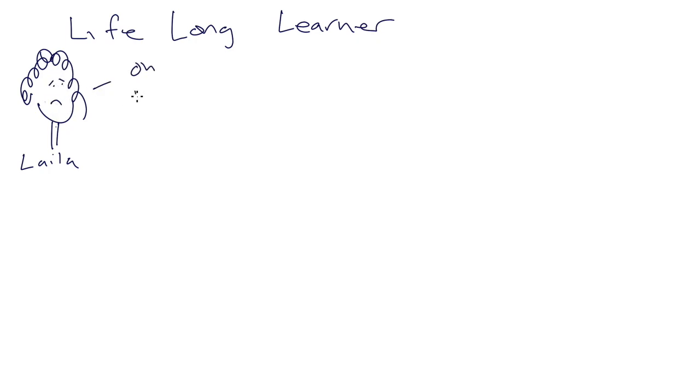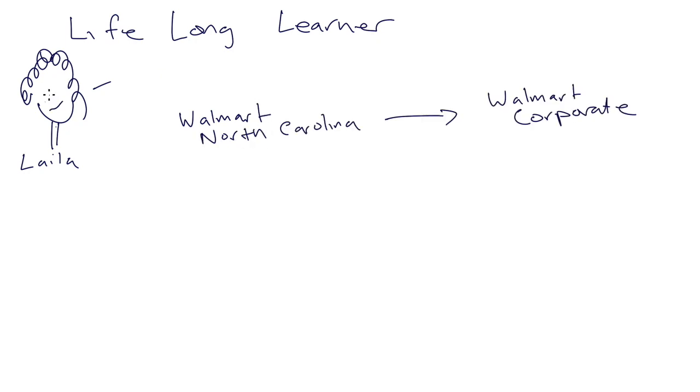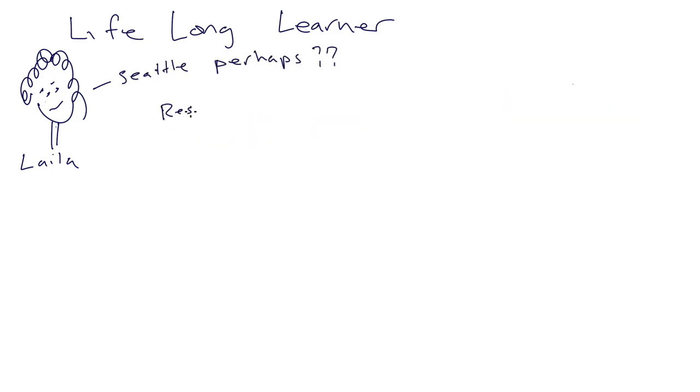So Layla is not sure if she wants to relocate since she has her young family, and she's currently living in North Carolina, but would consider moving to Seattle since she and her husband have family there. A typical next step would be for her to update her resume and reach out to a professional network.